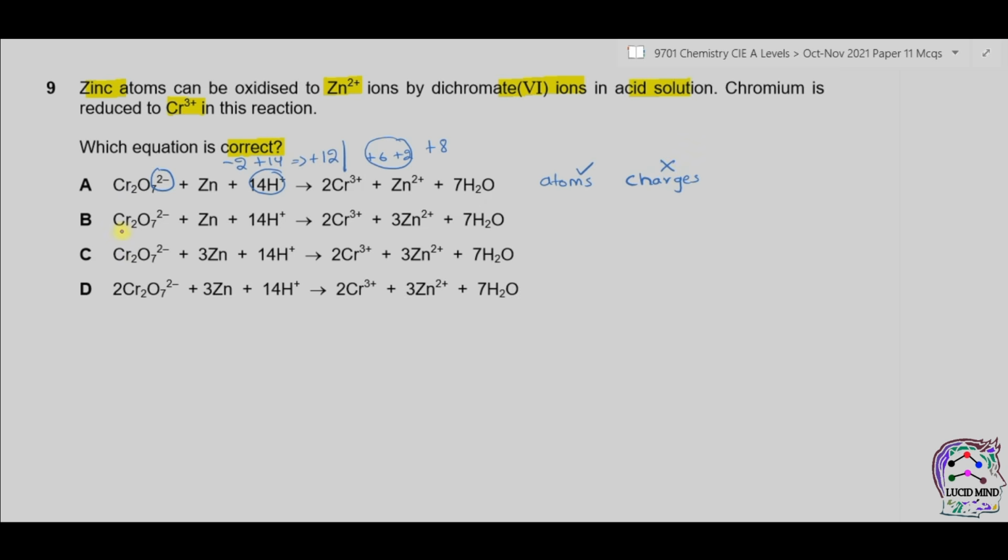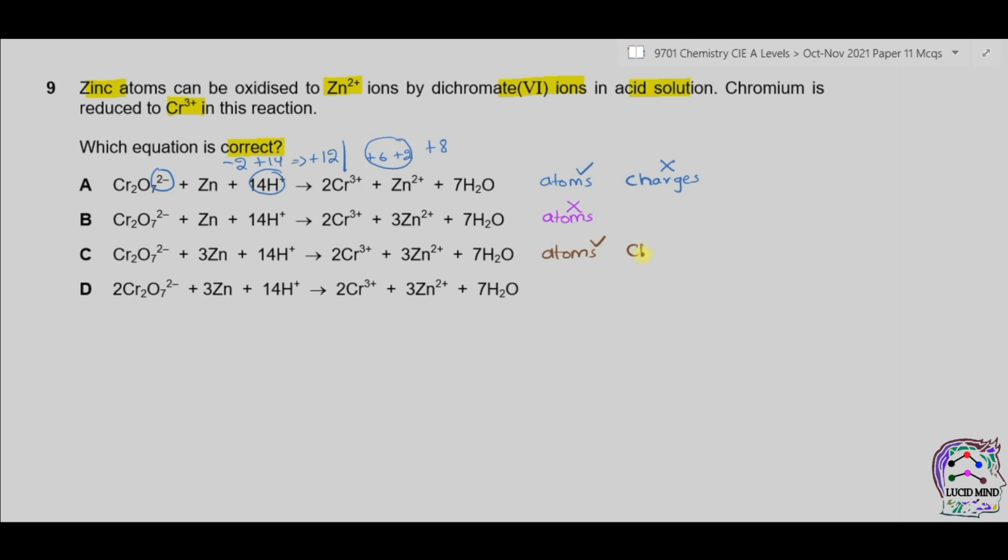Now looking into part B, we can see that chromium is balanced. We have 2 atoms of chromium on both sides, 7 oxygens, 7 oxygens in water. Zinc is 1 on the reactant side and we have 3 zinc atoms present on the product side, so zinc is not balanced. In the third one we can see we have 2 chromium, 7 oxygen, again 7 oxygens in water, 3 zinc, 14 H+ or 14 hydrogens on the product side. So atoms are balanced.